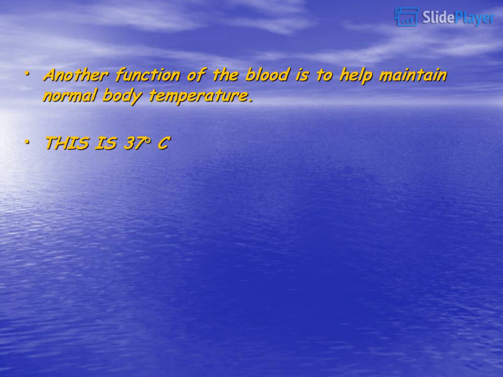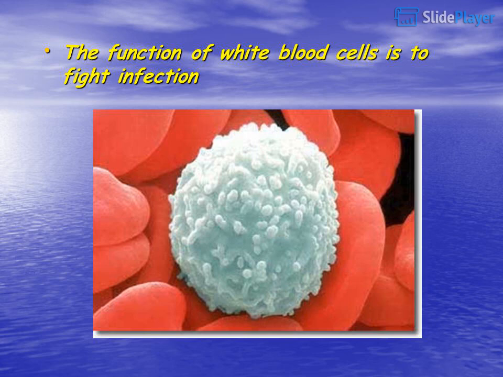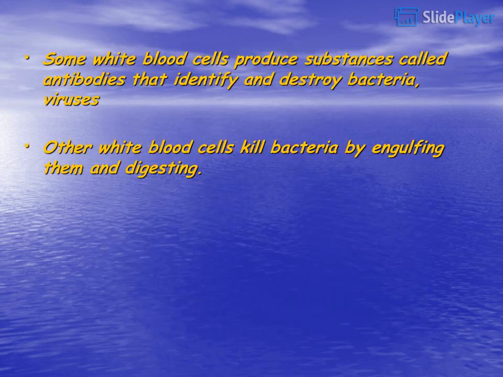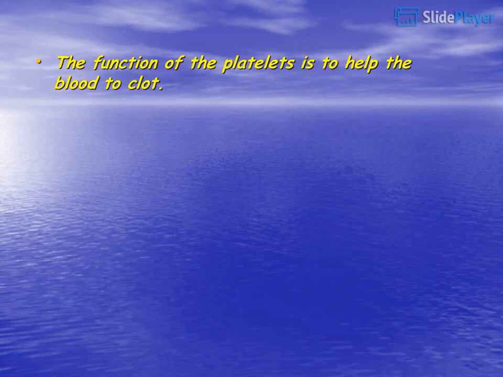Another function of the blood is to help maintain normal body temperature. This is 37 degrees Celsius. The function of red blood cells is to carry oxygen around the body. The function of white blood cells is to fight infection. Some white blood cells produce substances called antibodies that identify and destroy bacteria and viruses. Other white blood cells kill bacteria by engulfing them and digesting them. The function of the platelets is to help the blood to clot.